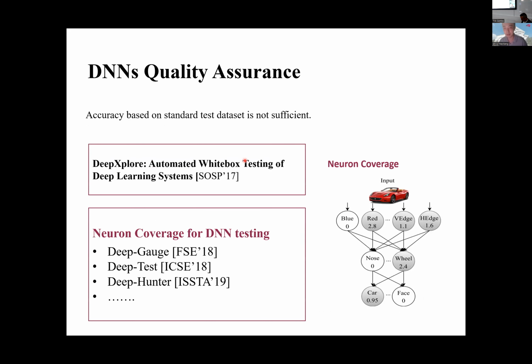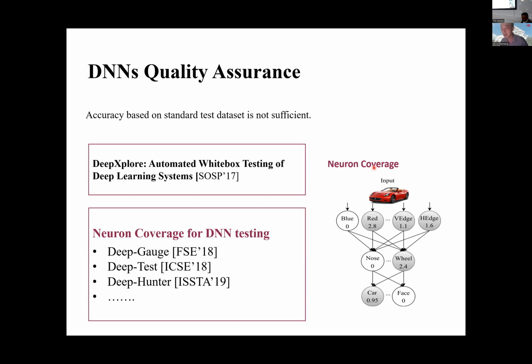In this paper, the authors proposed a very novel idea called deep neural net quality assurance, by proposing a new metric called neuron coverage. So similar to code coverage, in the neuron coverage, we have a lot of neurons.